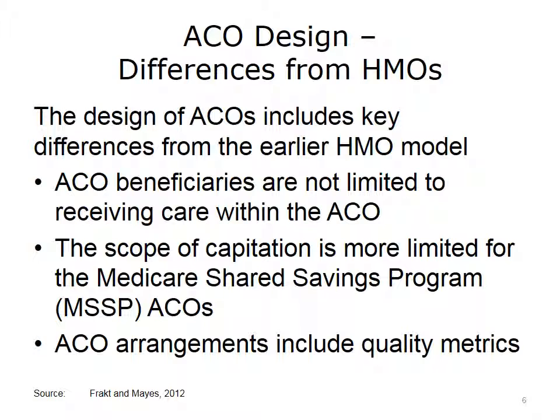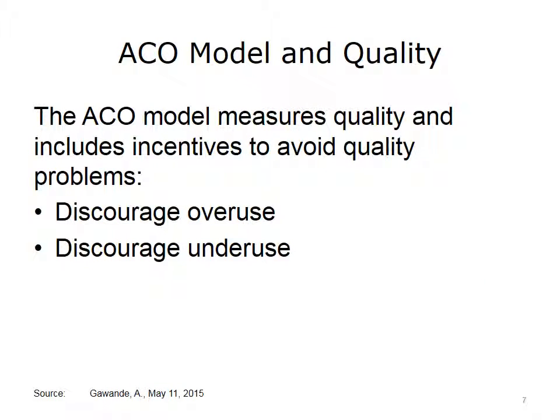At the beginning of this lecture, we noted that many quality problems relate to overuse or underuse. Let's consider how the ACO model addresses those issues. It's important to note that in addition to driving up healthcare spending, overuse can cause serious harm to patients. Overuse of antibiotics leads to the development of drug-resistant bacteria. Over-testing can lead to unnecessary exposure to radiation and thus to increased rates of cancer.